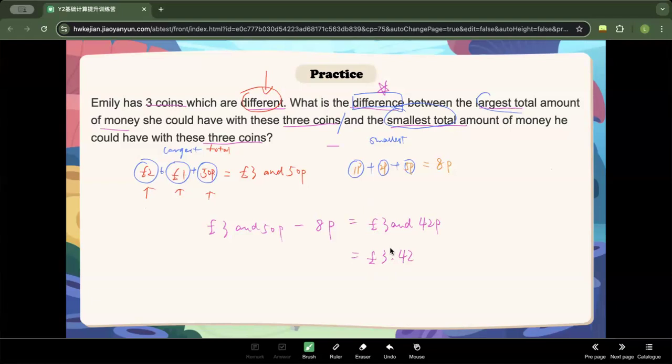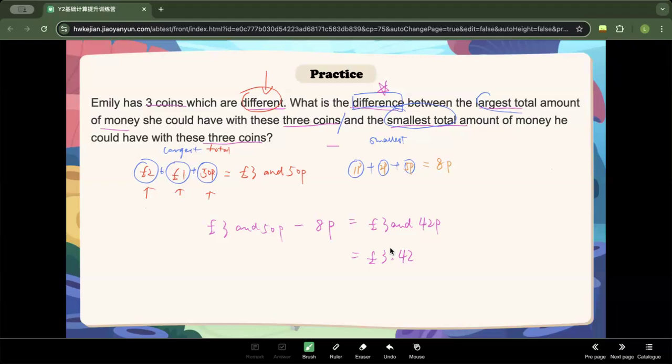Wonderful job. Well done, everybody. Okay, so this is a very interesting question. As you see, we get very few numbers in the question, but actually we need to find a lot of different kinds of coins. So it means you should be very good at all the kinds of coins you've got and know the very important logic. When we want the largest total, find the largest coins and add them up together. When you find the smallest total, find the smallest coins and add them up together.